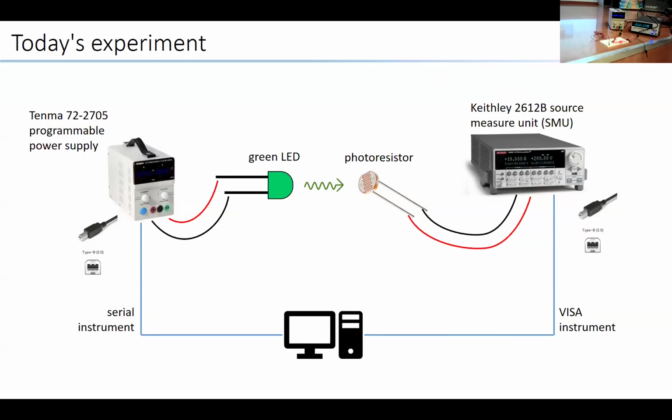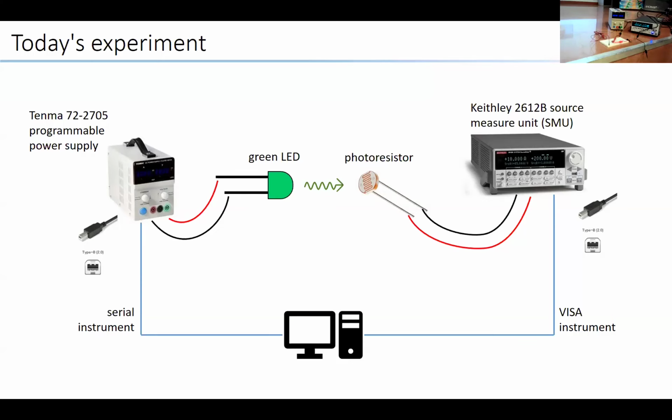That's a resistance that will change its value with light. Okay, so the idea is that we use the power supply to generate a light signal. The LED will turn on with different intensities depending on the voltage that we apply, and the photoresistor will pick up the light and change its own resistance. So it's a very, very simple experiment, but it might be similar to something that you might come across in your own lab. Okay, so that's today's experiment.